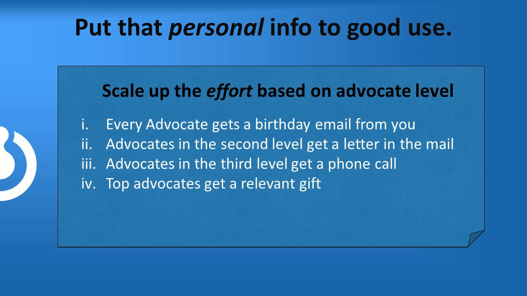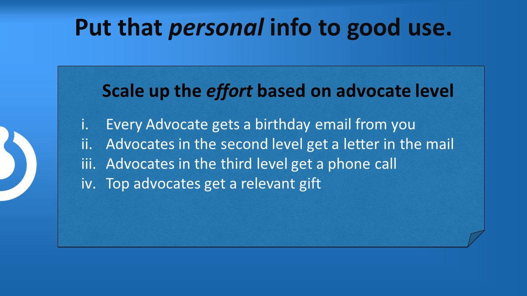So now that you have all of this personal information, you want to think about how you can use that. You may not want to send a physical gift to every single advocate because that gets expensive and difficult. So scale up the effort based on your advocate's level. But like I said, at bare minimum, every advocate should at least get a birthday email from you or a birthday message in the hub. That can be accompanied by a gift card or a perk of some points, but just at base, everyone should get some kind of birthday response from you.